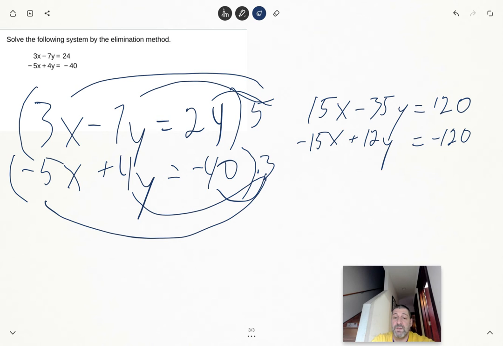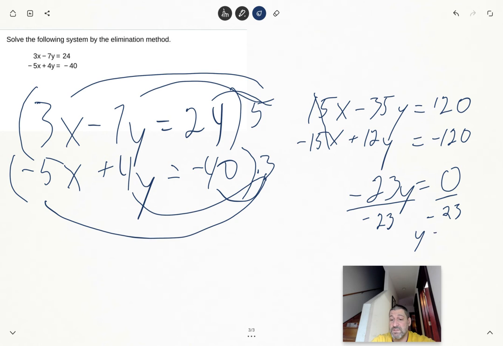When I add, the x's will cancel out. Negative 35y plus 12y would give us negative 23y, and that's equal to 0. Divide everything by negative 23, and 0 divided by negative 23 gives us 0, which is fine. We can have a 0 there. Let's see if I can fit this in here. I've got to get my x now.